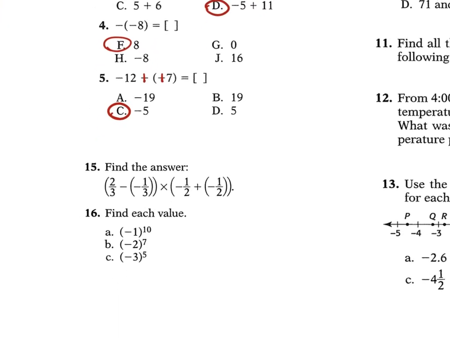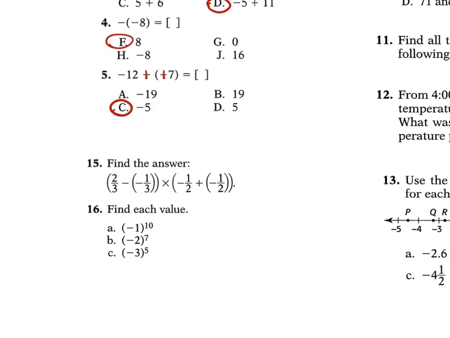For 5, we have 2/3 minus negative 1/3, which is going to be a positive. So 2/3 plus 1/3 is 3/3, that's 1, times negative 1/2 plus negative 1/2, which is negative 2 halves, which is negative 1. A positive times a negative is a negative, so that's just negative 1.